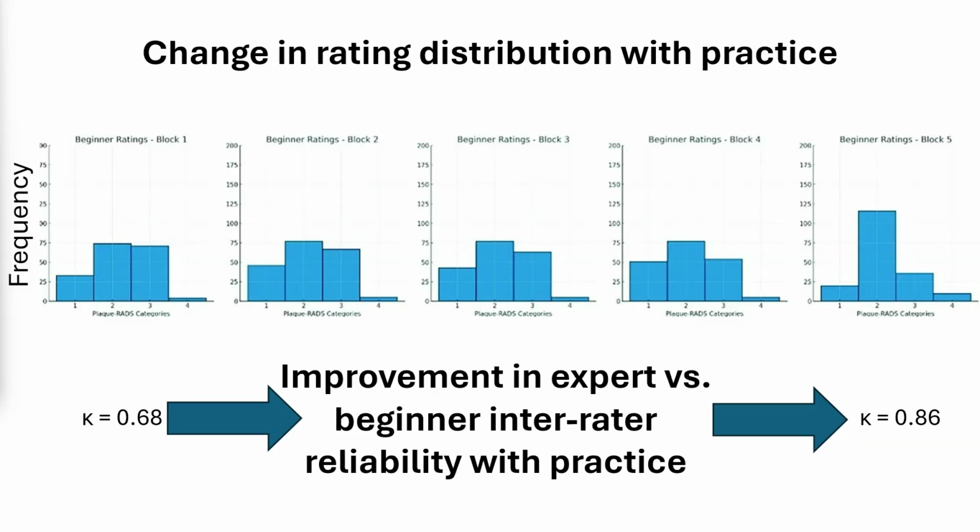So on a case-by-case analysis, the expert versus beginner agreement improved from a kappa value of 0.68 in the first block to 0.86 in the fifth block. And the authors interpreted that as a meaningful learning curve for the beginner reader. So I want to emphasize to listeners that this should be somewhat encouraging. The system is not perfectly intuitive on day one, but with some practice, it appears masterable.